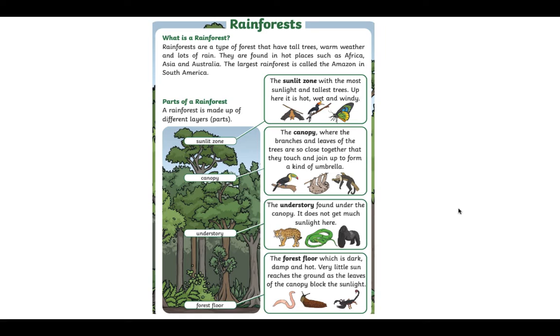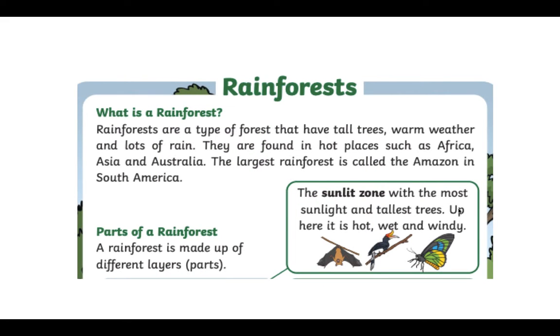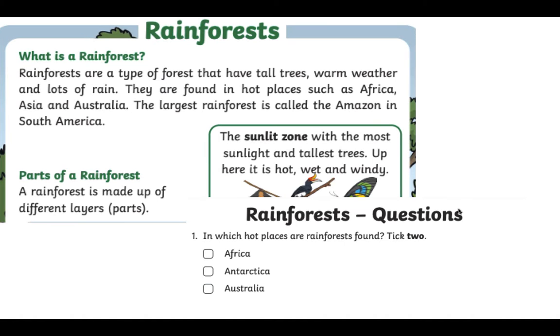The understory found under the canopy. It does not get much sunlight here. The forest floor, which is dark, damp and hot. Very little sun reaches the ground as the leaves of the canopy block the sunlight. Okay. So we've got our different sections, okay.